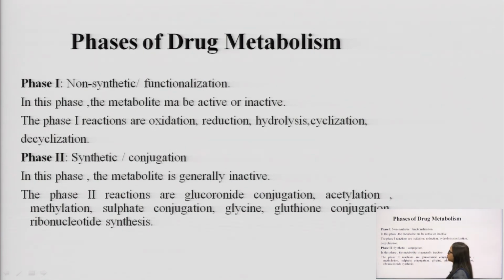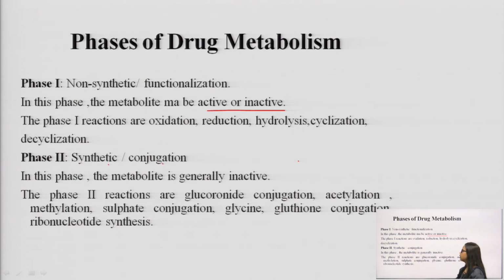Now, phases of drug metabolism. There are two phases of drug metabolism. Number one is the non-synthetic or functionalization phase, phase 1. In this phase, the metabolite may be active or inactive. Phase 1 reactions are oxidation, reduction, hydrolysis, cyclization and decyclization. Phase 2 is known as the synthetic or conjugation phase.